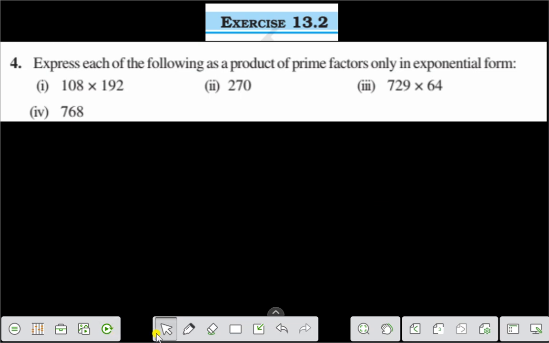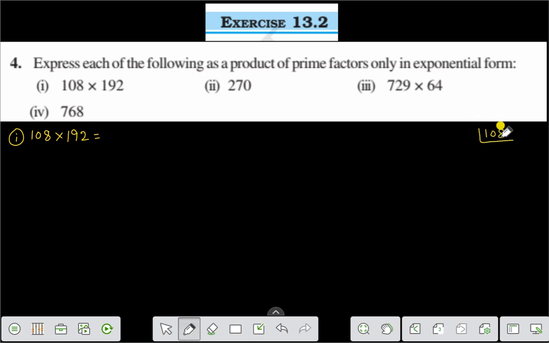Right? Let us find. Number 1 is 108 into 192. Let us find what we are getting. 108 and 192. Let us find first 108.